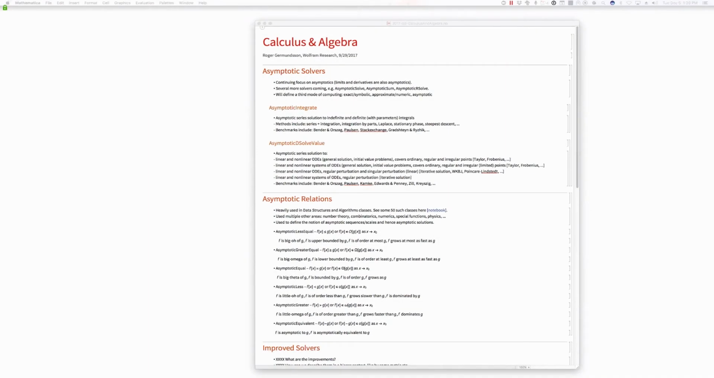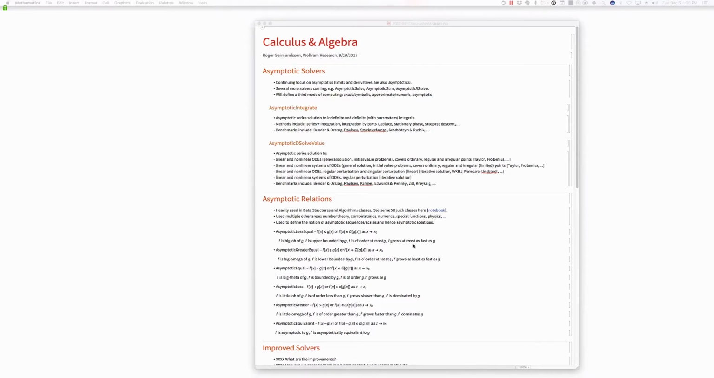So for people on the live stream, this is another internal design review meeting for the upcoming version of Wolfram Language. This particular one is about interesting new calculus functionality. Calculus not being a finished area even after all these years.